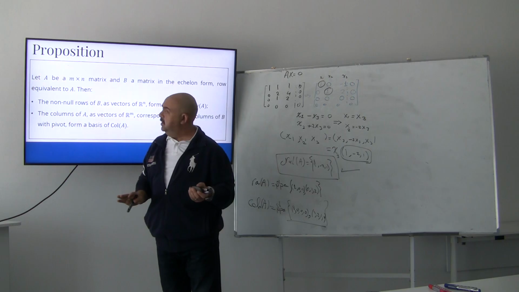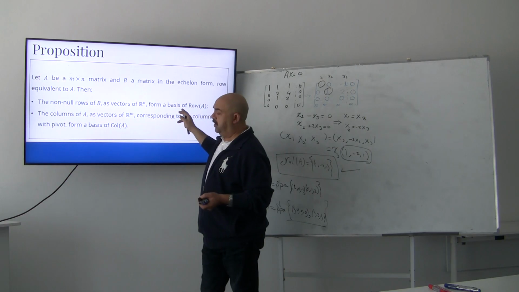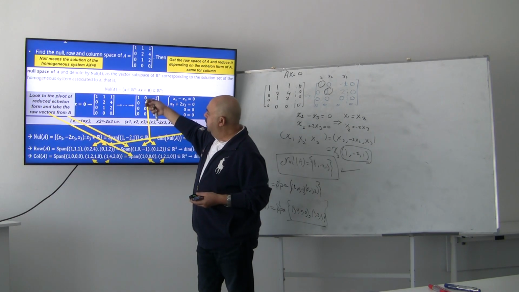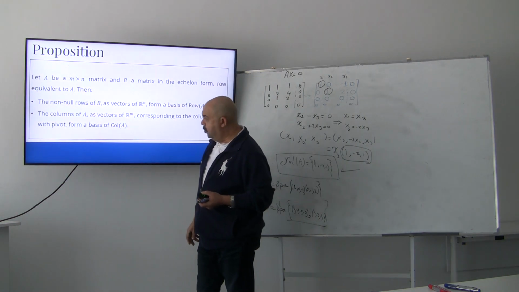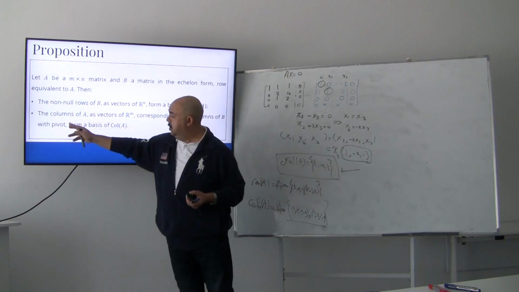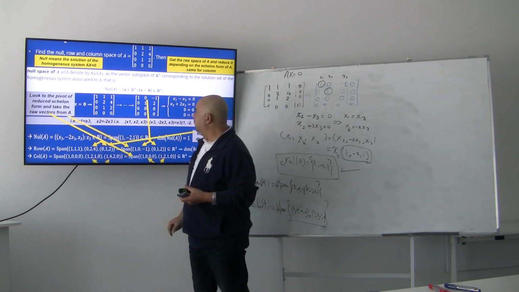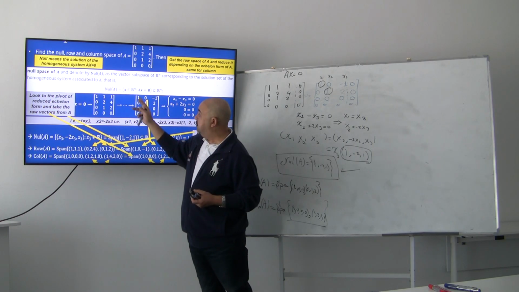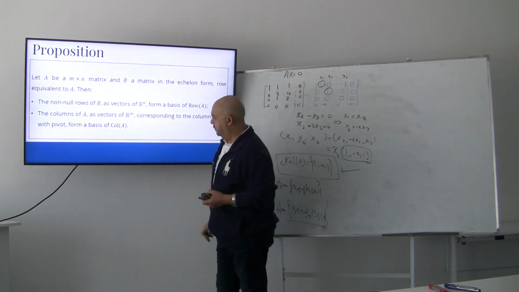So you will have to get it in the echelon form first. The non-null rows of V as vectors of Rn, and this is what happened exactly. Now I've taken these two non-null rows to be the vector space of the row, and the columns as vectors of Rn corresponding to the columns of V with pivot form the basis of columns of A. And that's exactly what happened. We took the pivots and we took the columns depending on these pivots, the pivot of the first column and the second column, so we took the first column and the second column.